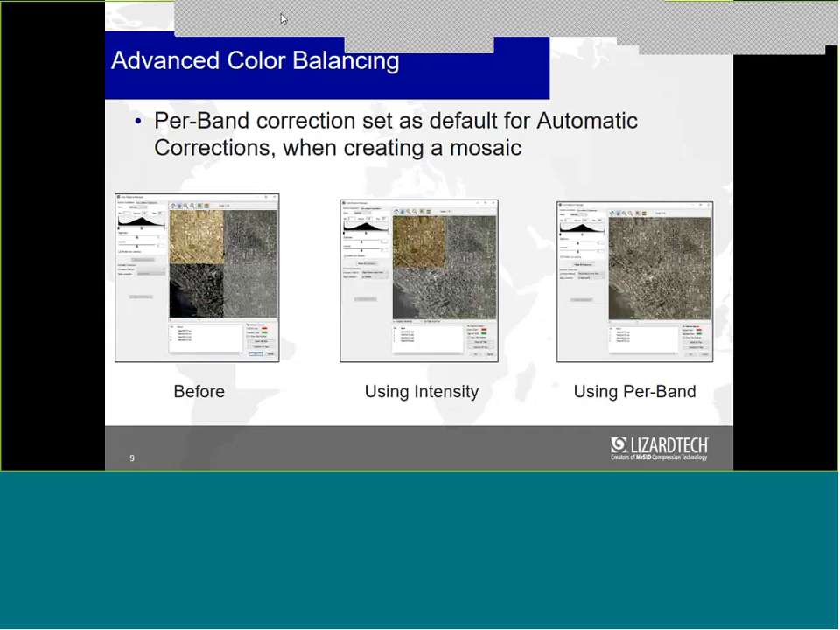So before, when you were creating a mosaic from a number of different tiles using automatic corrections, it corrected to intensity, which often didn't have as good color balancing results between all the different tiles. So you would have to go in and then select use per band to get the result you want. We decided to make it a little bit easier for the user, and we set per band as the default. So now when you go in and you're using your automatic corrections, color balancing, the default view should look a little bit nicer.